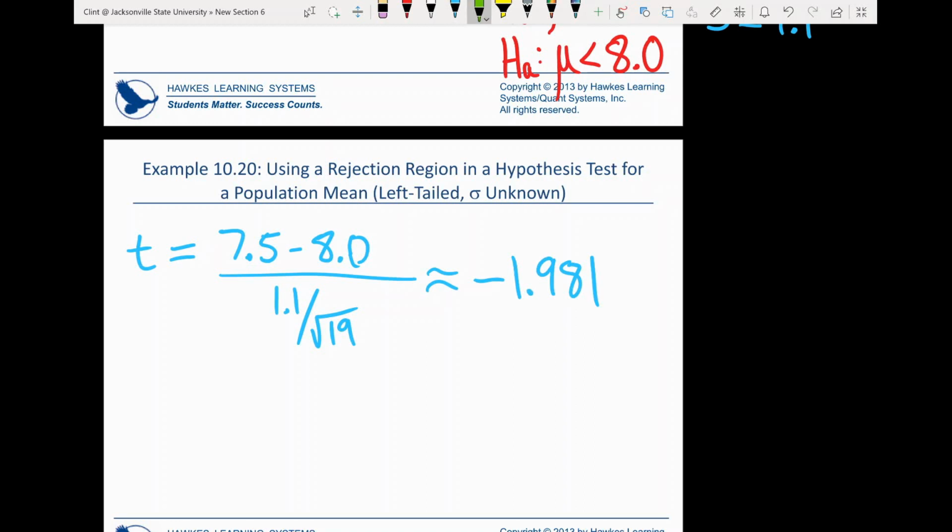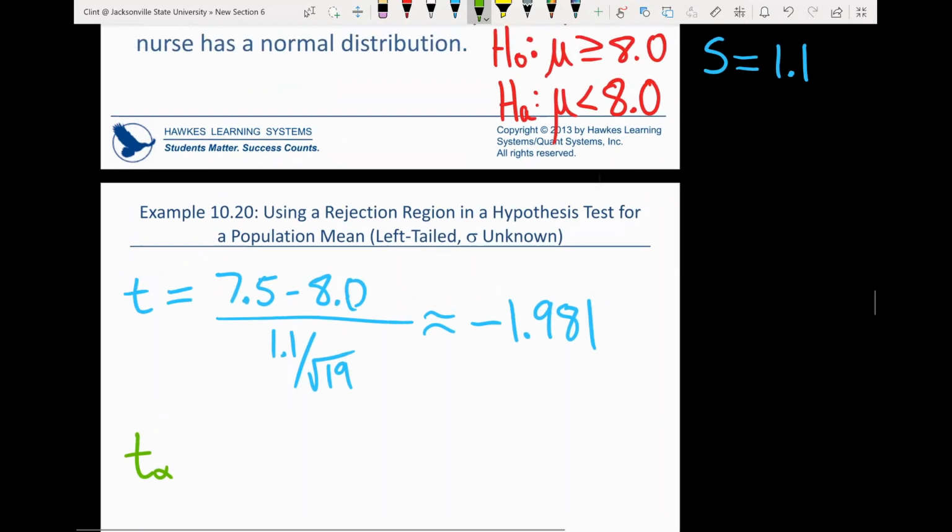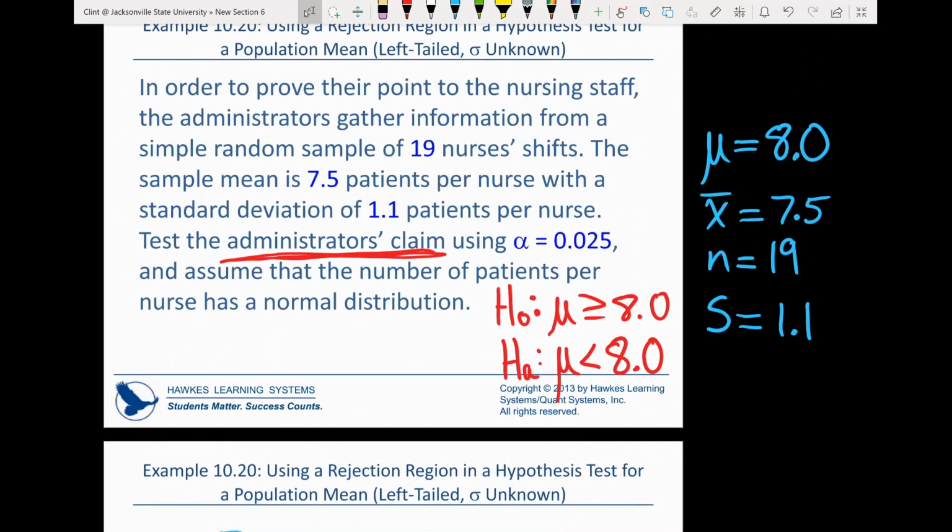Now the other thing we need to figure out here, we're not going to figure out a p-value. We need to figure out our critical t-value that tells us where our rejection region begins. So to get a critical t, we need degrees of freedom, and we need the area in the tail or tails. Okay. So looking back at our problem, n was 19. So to get degrees of freedom, 19 minus 1 equals 18.